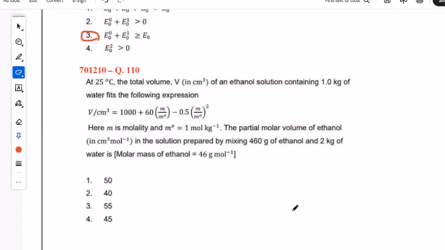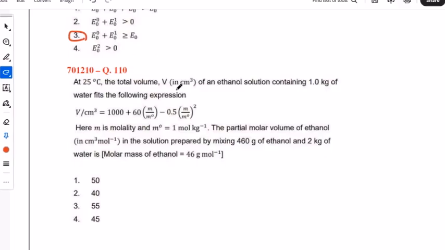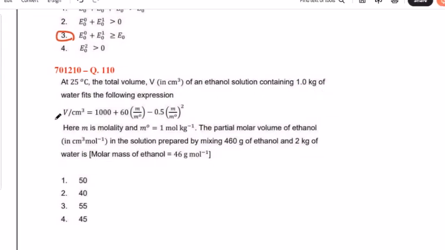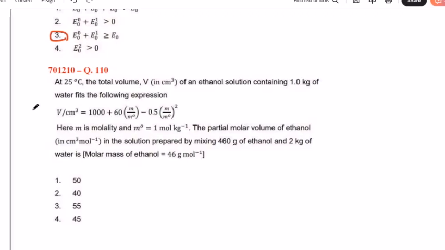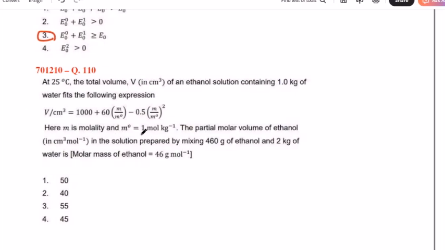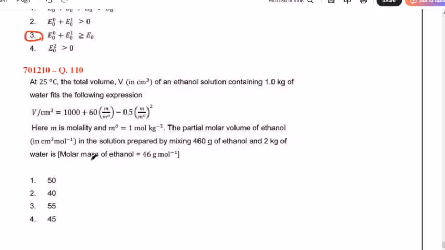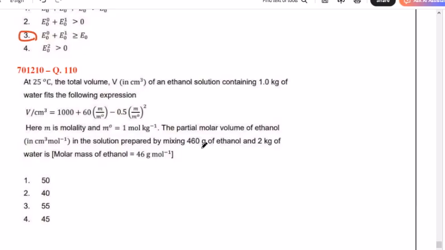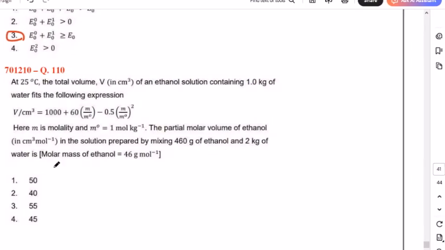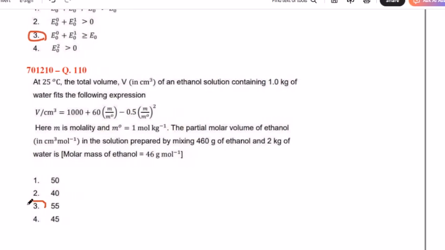Next, question number 110. At 25 degrees centigrade, the total volume V in centimeter cube of an ethanol solution containing 1 kg of water fits the following expression. In this expression, here M is molality and M0 is 1 mole per kg. The partial molar volume of ethanol in the solution prepared by mixing 460 grams of ethanol and 2 kilograms of water is. So the correct option for this question is option number 3, 55 is correct option, friends.